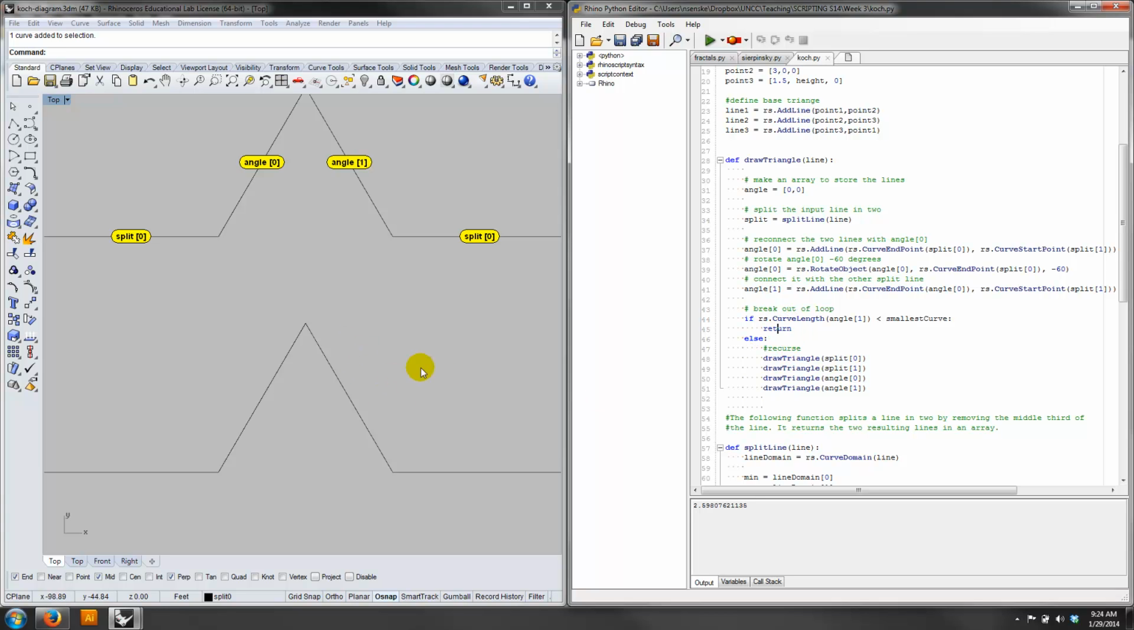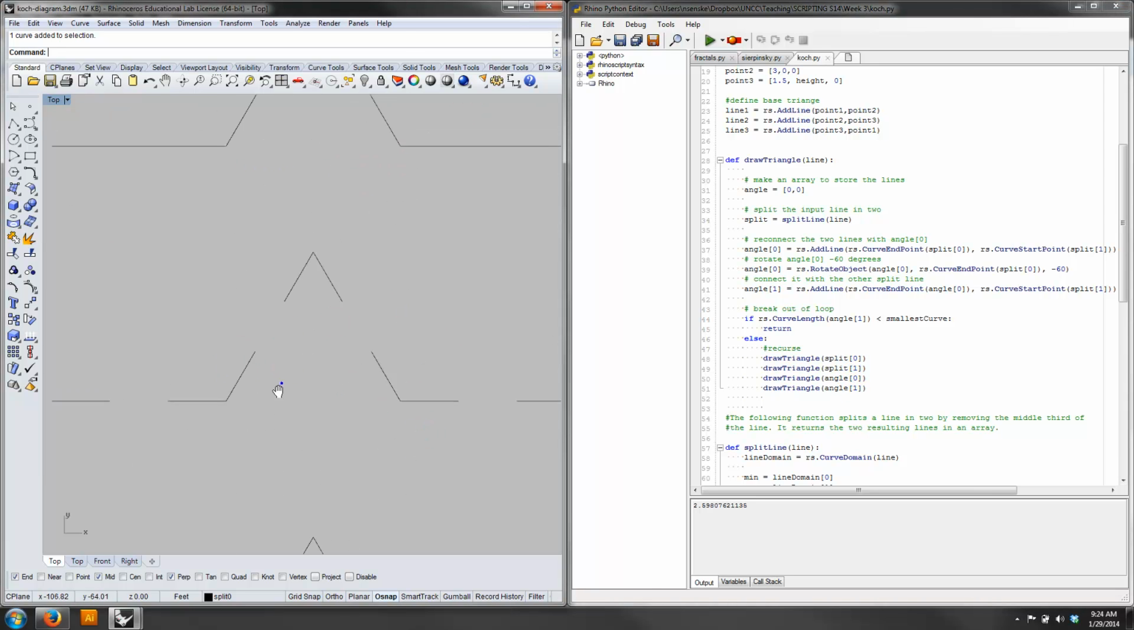So now we're going to call draw triangle, this whole function again, on split 0, angle 1, split 0. So this is the recursion. We have a function here, draw triangle, and we're actually calling that function within itself. So this is where the recursion is happening. You have a function that can call upon itself. And so the line in draw triangle is going to be split 0 and 1 and 0 and 1. And what that looks like is this.